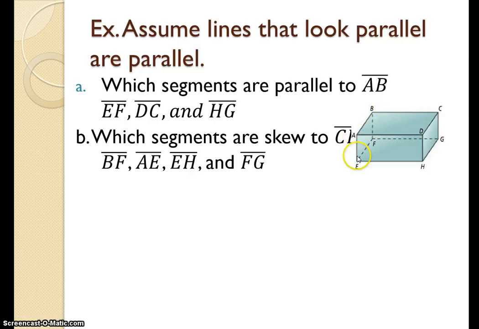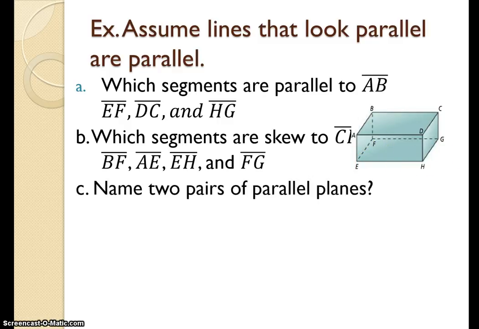We've got AE. We also have a couple others, EH. You see that? So even though H and D kind of are on top of each other, CD is going back and forth like this, but EG is not going the same direction. Same thing with FG on the back end there. Okay. Two parallel planes. We got a couple.